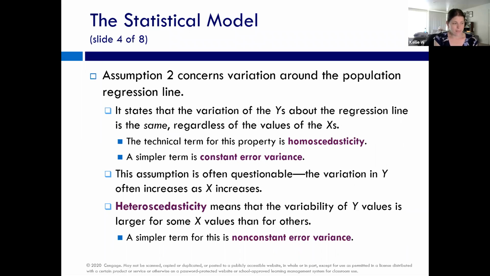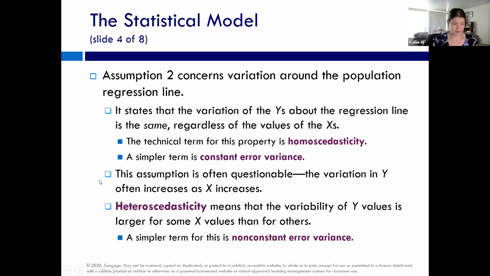Okay, so let's talk about variation around the population regression line. Regardless of the values of the x's, the variation of y about the regression line is the same. This is called homoscedasticity, or constant error variance. And when we run our outputs in Excel, we can actually look for this and see if this is true. I will say generally as your x increases though, the variation in y usually increases a little bit, and that's okay.